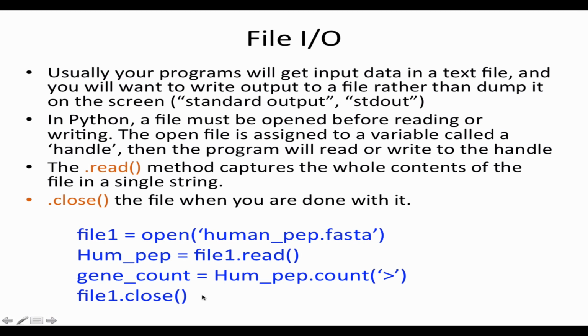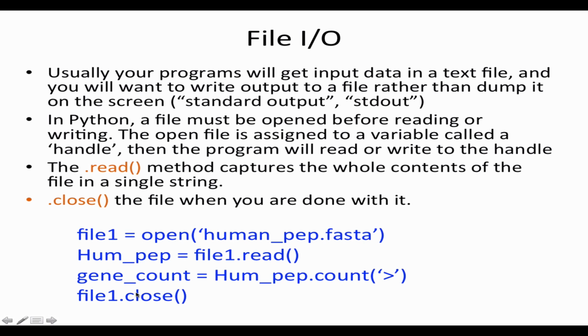OK, now we want to do something. We're going to use the count method. We're going to count greater than symbols in the humpep string, and that goes into our gene count variable, which we might use later on for something. And then we close file1. This is another method.